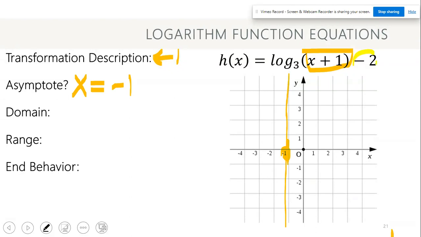We have minus 2, a vertical shift on the outside. That means we're going to shift, move our graph down 2. That's our new xy axis, as we can see.